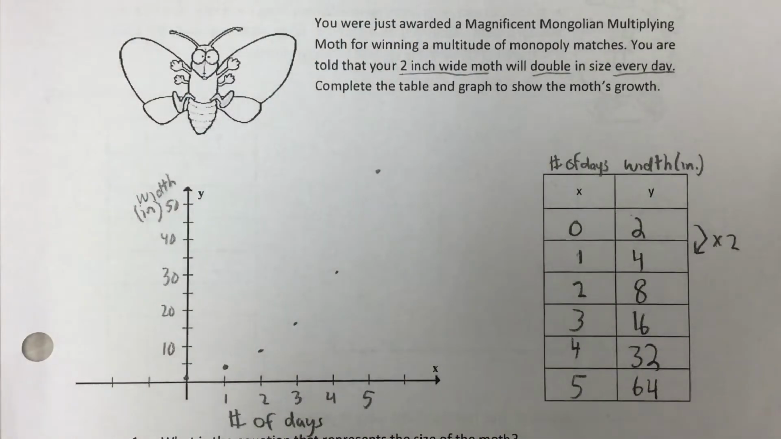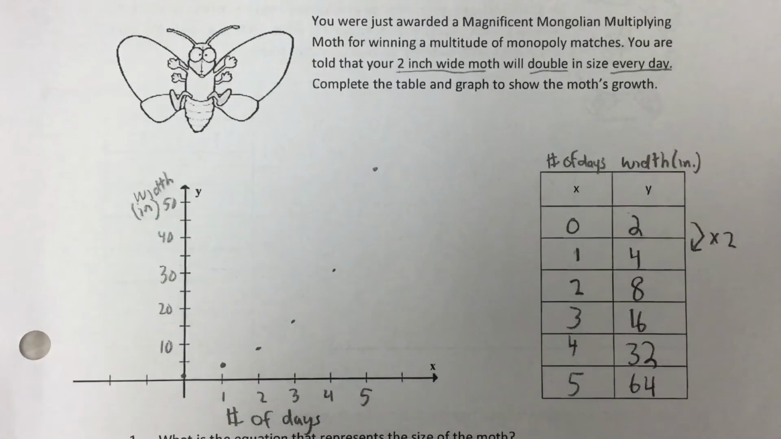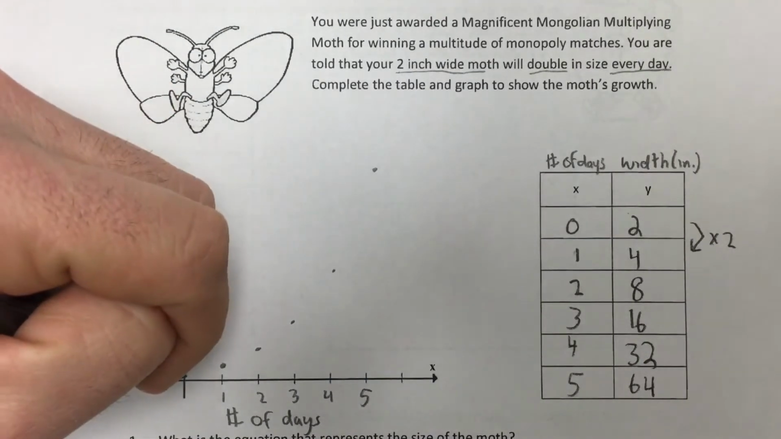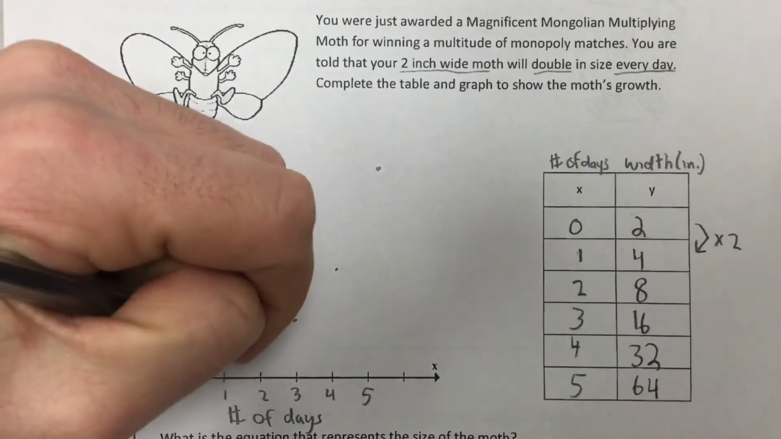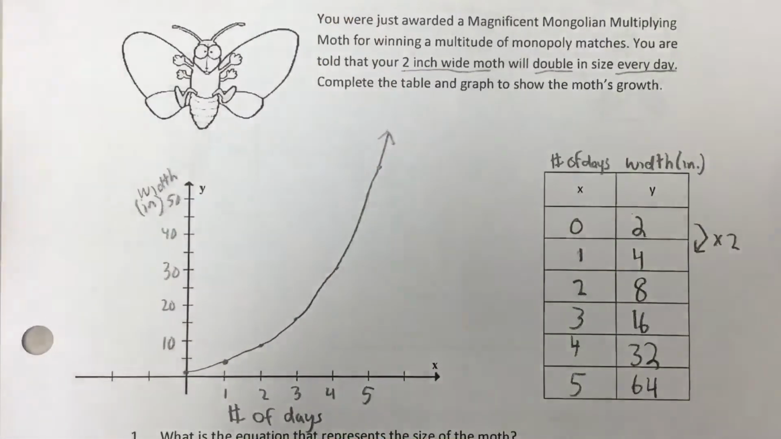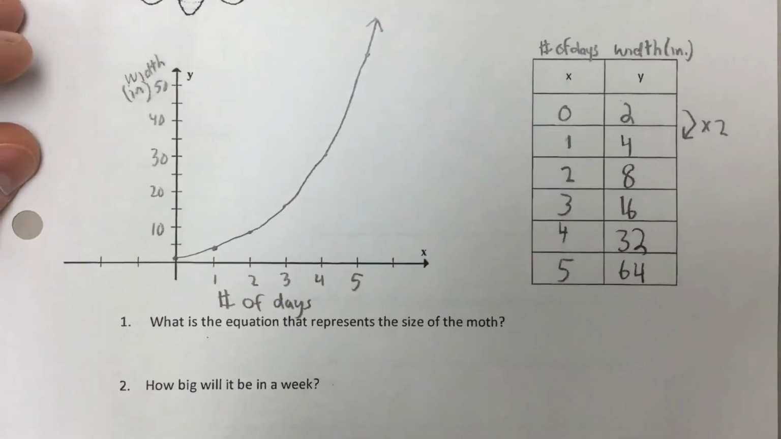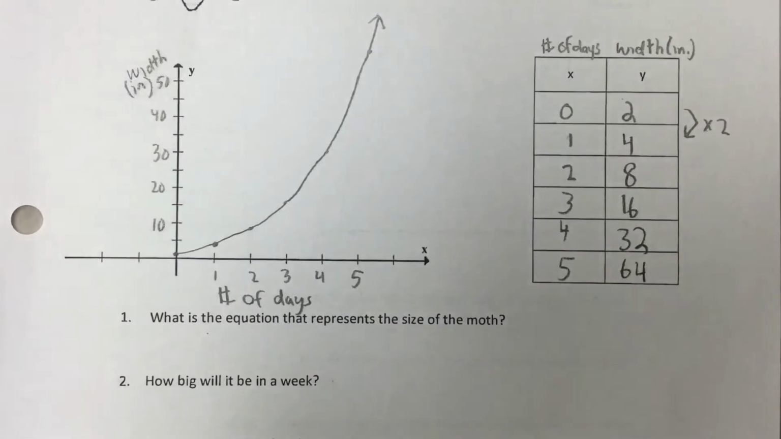And then we have to decide if we're going to connect the points or not. Remember, to make sure it's continuous or discrete, you have to look at the x-axis. Since x is number of days, you can have part of a day, so therefore we should connect them. Days are broken up into minutes, hours, seconds, so we can have part of a day. We'll connect them.